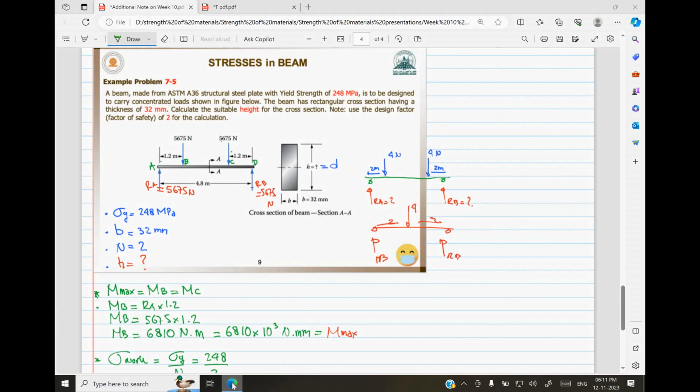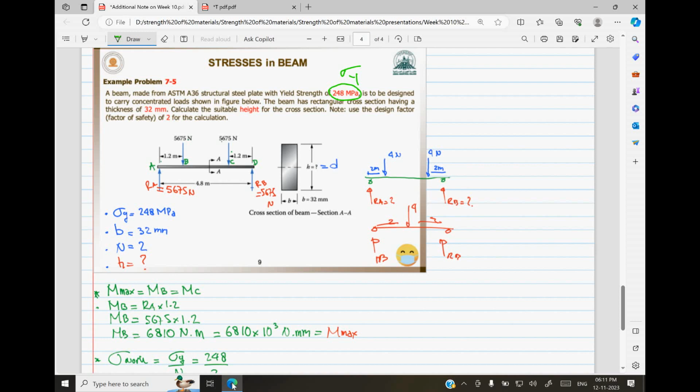We have another problem here. A beam made from ASTM A36 structural steel plate with yield strength of 248 megapascal. Okay, he is giving me the stress actually. Yield stress, that is sigma y, which is actually our maximum stress because we cannot cross yield stress, because the material will enter into plastic state.